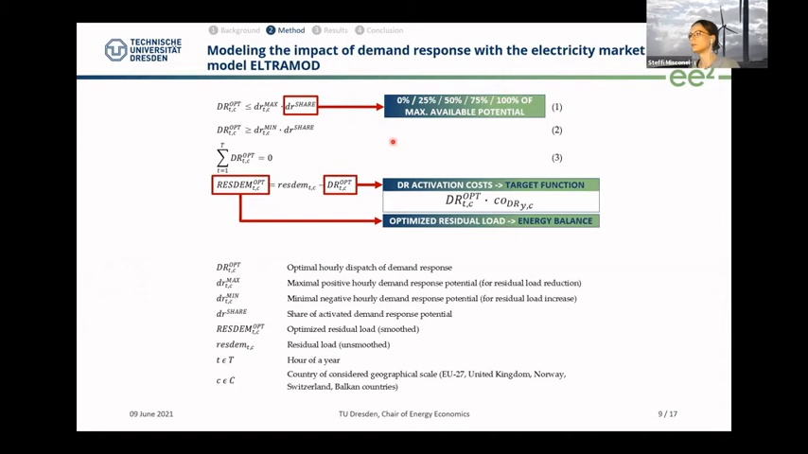The maximum available demand response load decrease is considered as a lower bound in equation two for every hour in every country. And a further constraint ensures that the total amount of demand response electricity for load increase equals the amount for load reduction. Consequently, the residual load is smoothed by the cost optimal dispatch of the activated demand response load potential. Regarding the implementation in Ultramod, the activation costs of demand response processes are an influencing component of the target function that minimizes the total system costs. Further, the energy balance is affected by the flexible loads of demand response processes, as those processes are influencing the residual load curve. So the residual load curve is smoothed by this flexible load shifting.